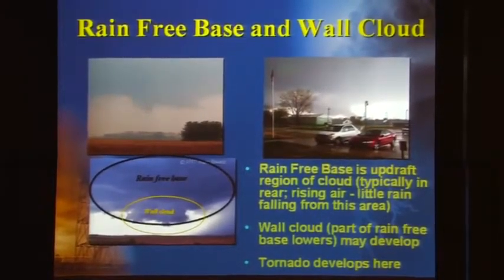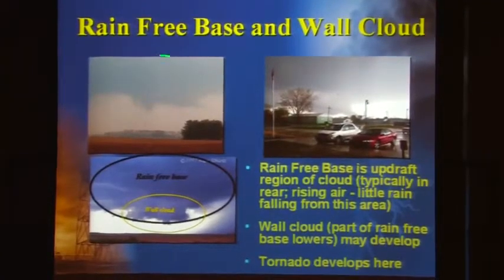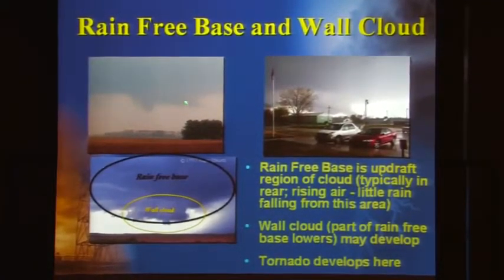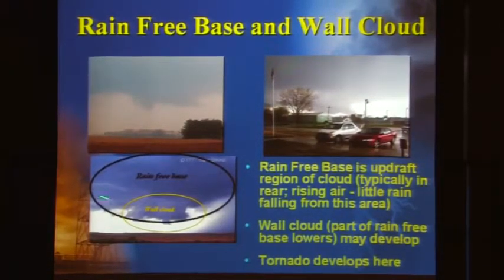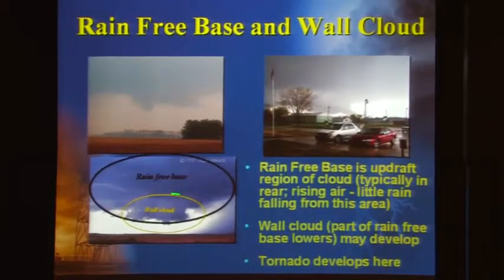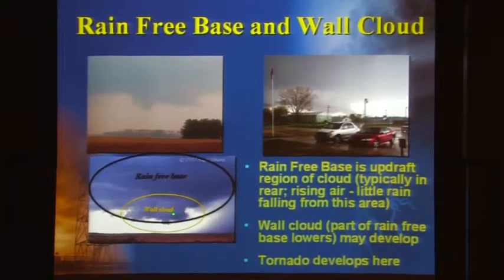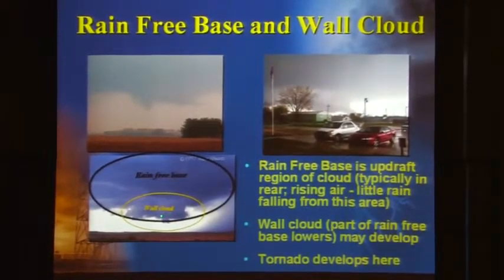A couple more examples of rain-free cloud bases and wall clouds. The upper left-hand side, the entire cloud element you see there is rain-free updraft base. This segment that's hanging down right here is the beginnings of the wall cloud. On the lower left-hand side in the black circle, your rain-free cloud base. This element here, a little bit below all the rest, that's your developing wall cloud.